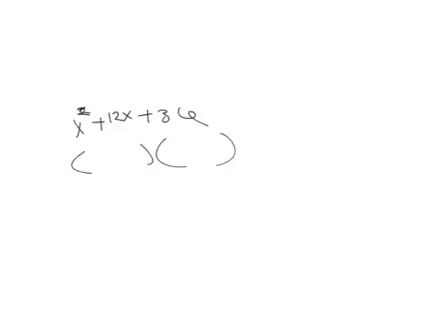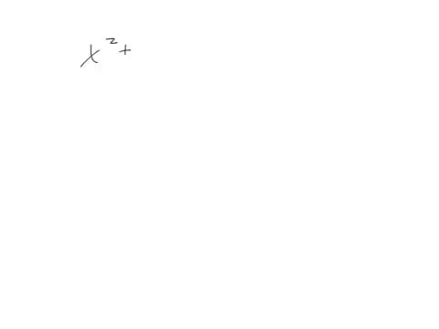Same thing. X, two numbers multiplied give me 36, added give me 12. So go ahead and simplify that way. Sometimes, though, you're going to be given an equation, and that equation will look a little bit like this: x squared plus 5x minus 2 equals 0.